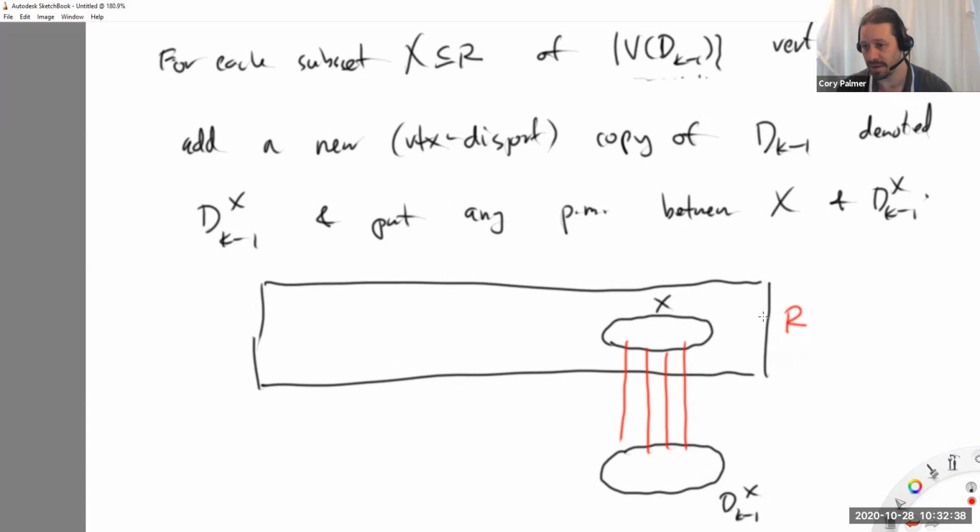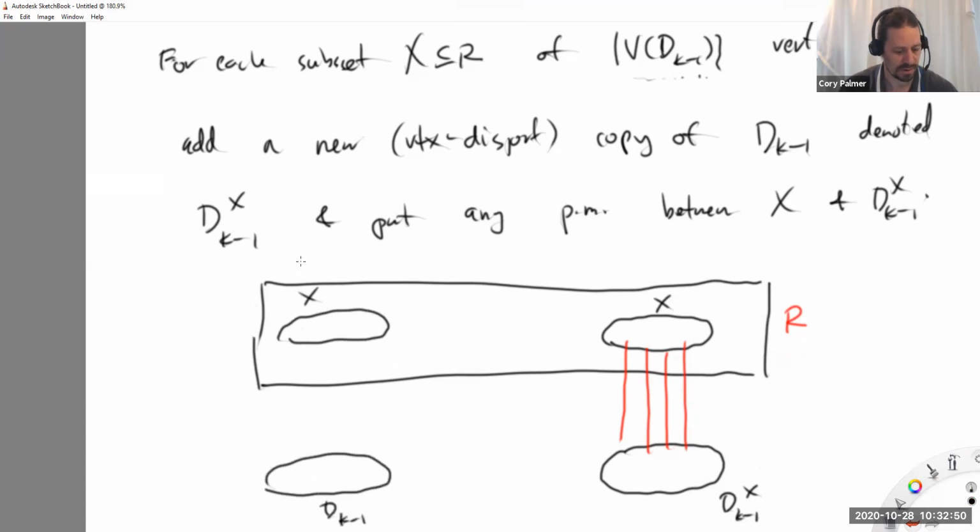R will be independent, like in the Zykov construction. But what's different from the Zykov construction is, if over here I pick a different X, then I get another D_{k-1} here. Maybe let's call this one Y, just because. So this is a set Y of the same size. I also put a matching in between this one here.